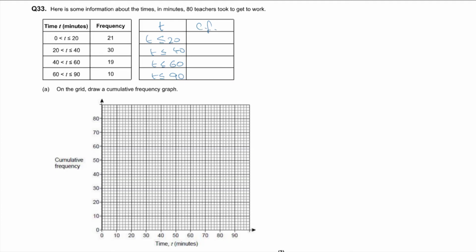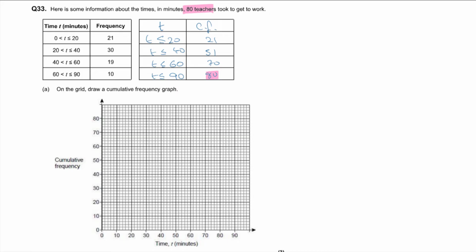So the number less than 20 is just the first answer, which is 21. Then the next one is going to be 21 and 30, that's 51. The next one is going to be 51 and 19, that's 70. And then adding on 10, that's 80. I was saying before, you can then usually just check that against what's in the question up here, because it's usually written there, so you can usually use that to check your work.